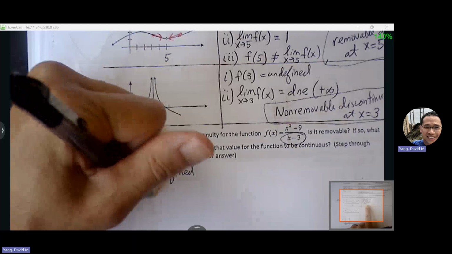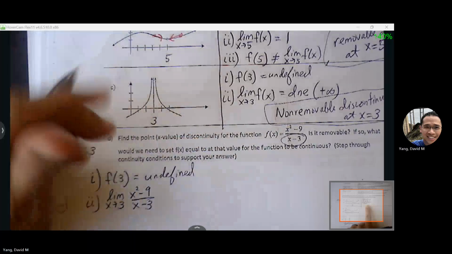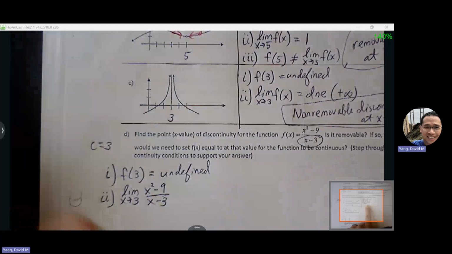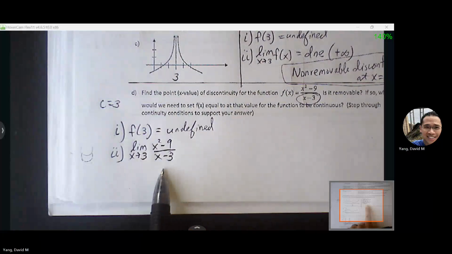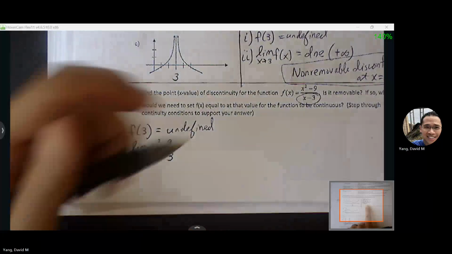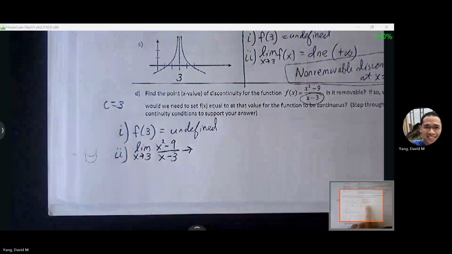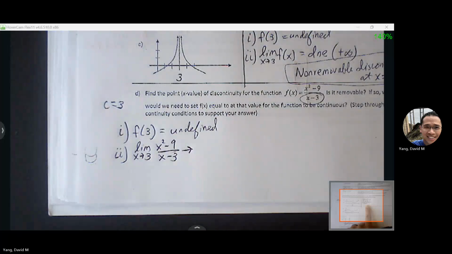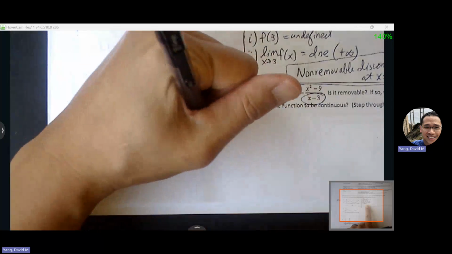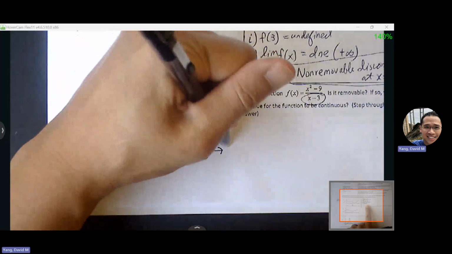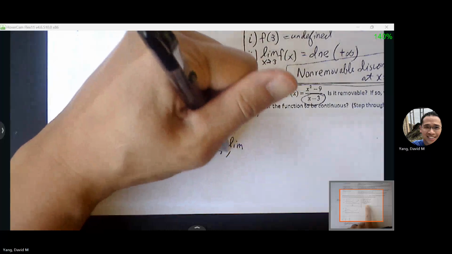So now this should feel like a quiz-like question, right? We go through our process. What's the first thing we do? Plug in, right? What do we get? 0 over 0, right? So now we know, okay, there's a hole, and now we can go through our algebraic steps.